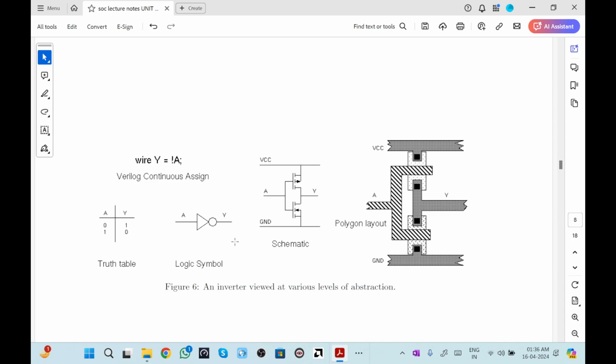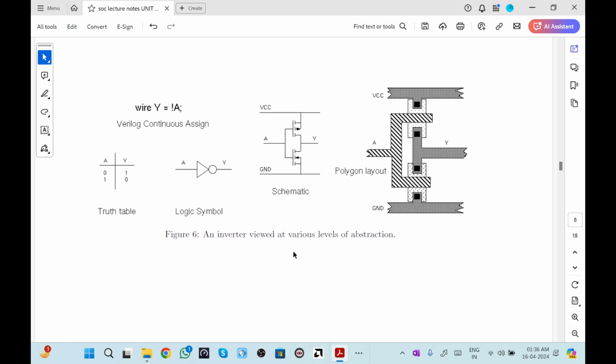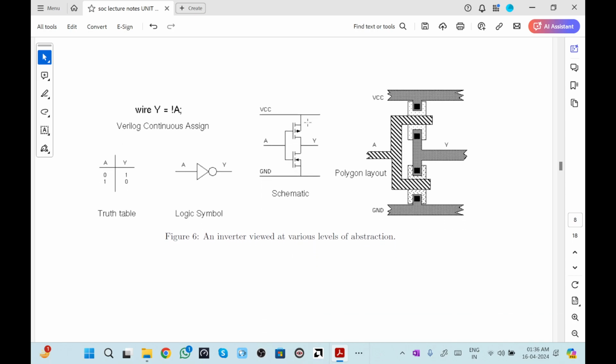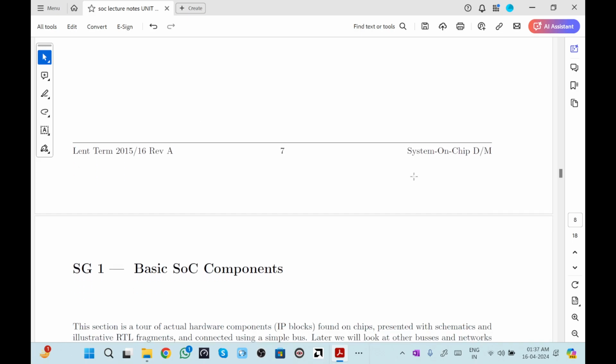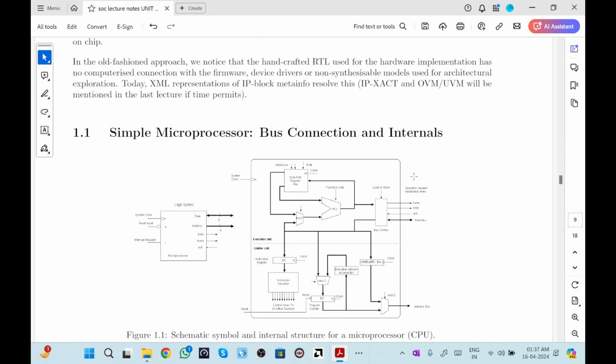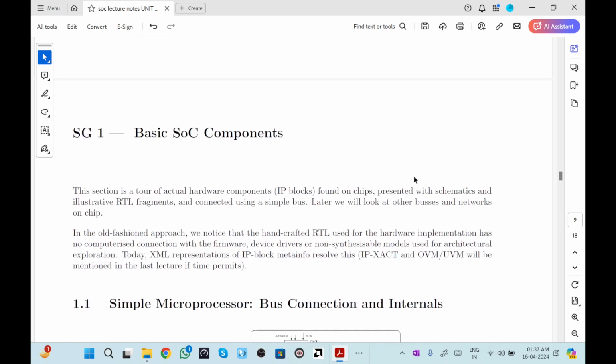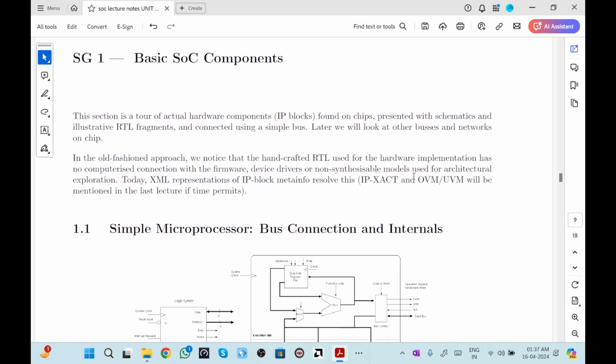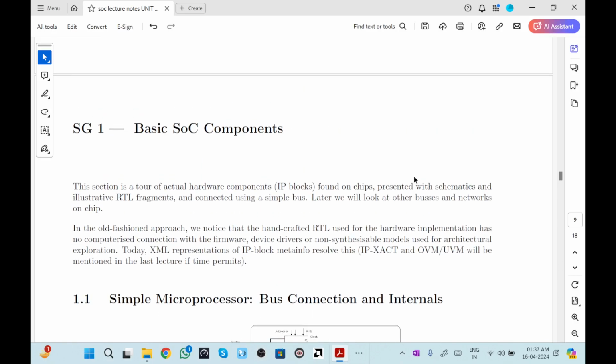So we can clearly observe from this that this is the logical NOT gate. This is the schematic diagram, and this is the manufacturing diagram which we are going to see, being developed on the physical layer. Okay, so there are different levels of abstraction. This is the diagram which we are going to see, and this is the physical diagram which we are going to see on the PCB.